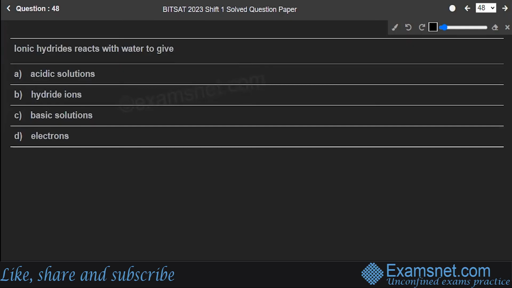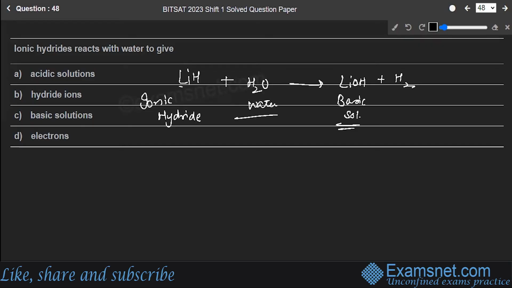Ionic hydrides react with water to give. See, let's take any ionic hydride, like lithium, which forms an ionic bond easily. So ionic hydrides, like say lithium hydride, on reaction with water will give you the hydroxide plus hydrogen. So ionic hydrides give a basic solution when treated with water. Okay, so you have C option as the right answer.